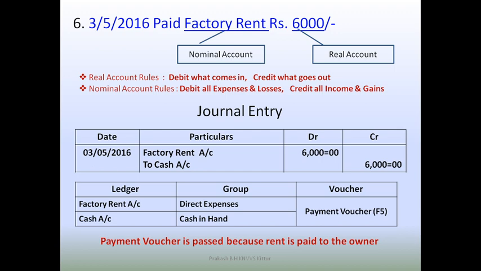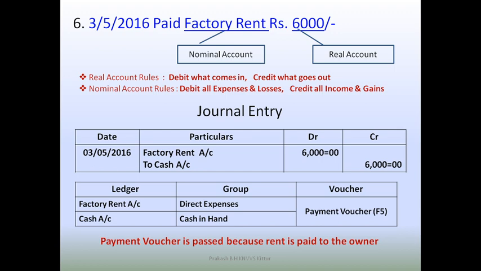And then the cash account. Cash account is a real account. The real account rule says debit what comes in, credit what goes out. So cash goes out of the company, hence it is on the credit side. So the ledger account is the factory rent account.